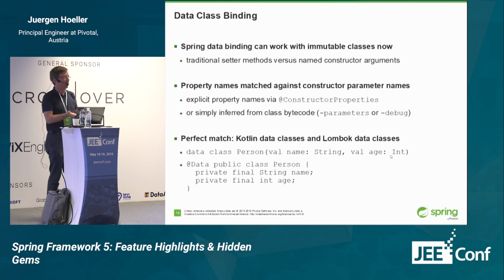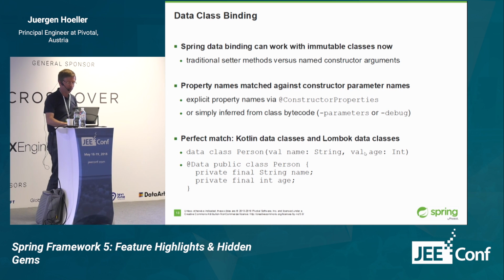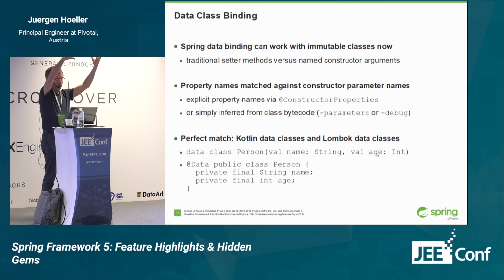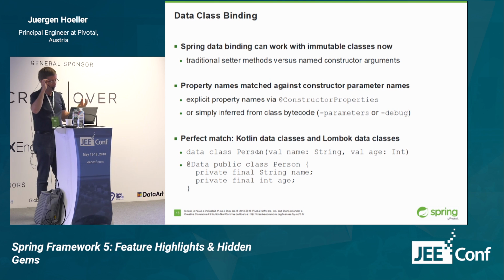Well, as of Spring Framework 5, we auto-detect that. We look at the class. If it doesn't have a default constructor, we evaluate it as a data class. Does it have a single primary constructor? Then we look at the names of those parameters, resolve them from the incoming parameters, and create an instance that way. This is a particularly nice fit for Kotlin data classes like this one. This is a full Kotlin data class, a one-liner.